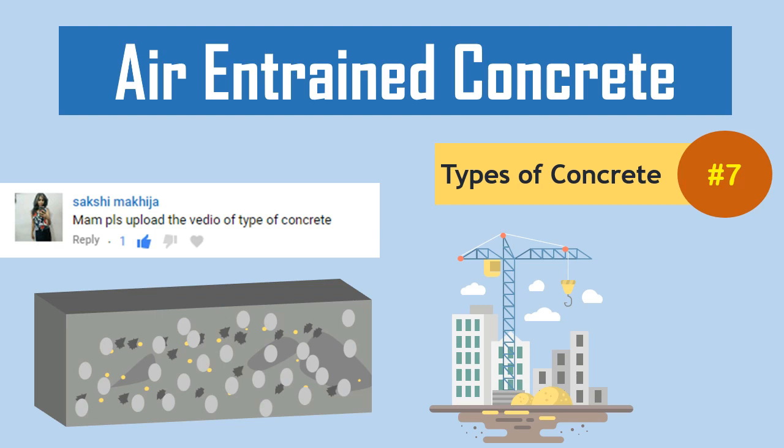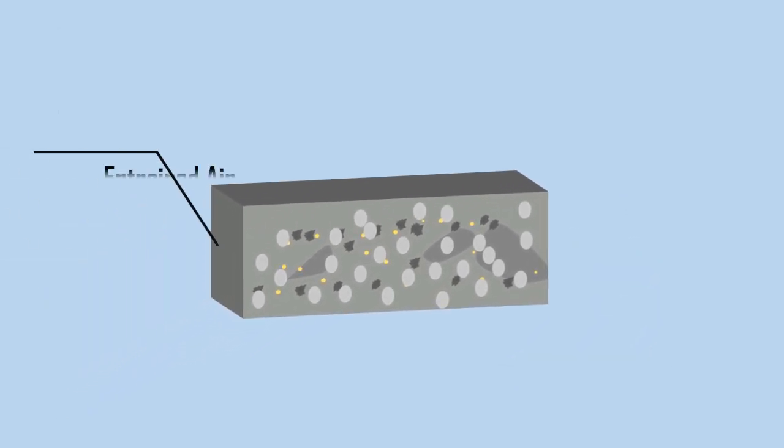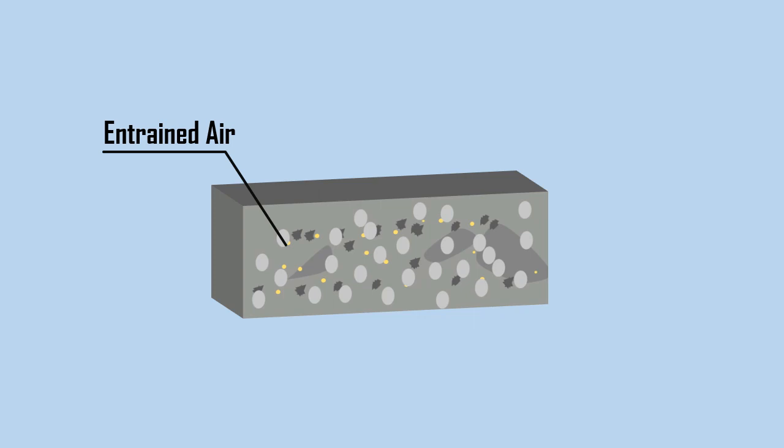Air Entrained Concrete. Air entrained concrete is formed by introducing millions of tiny air bubbles into the concrete.